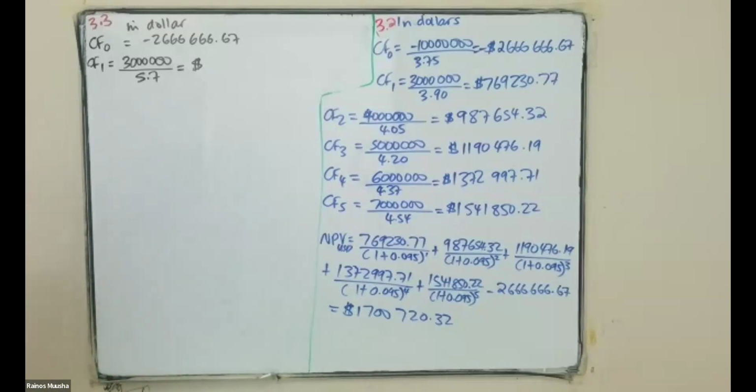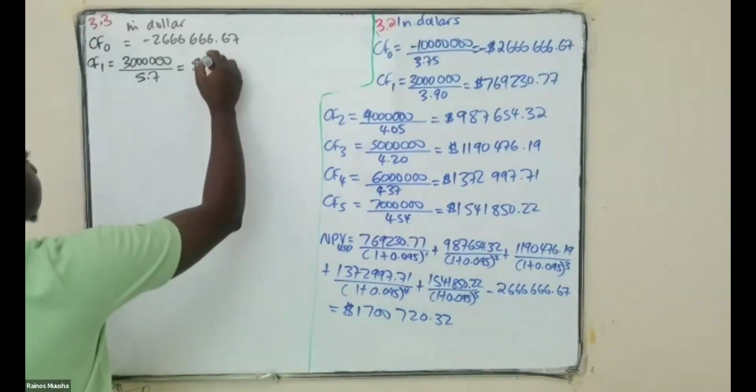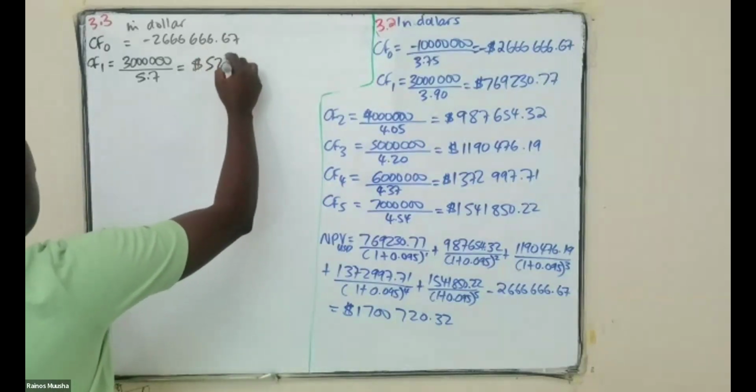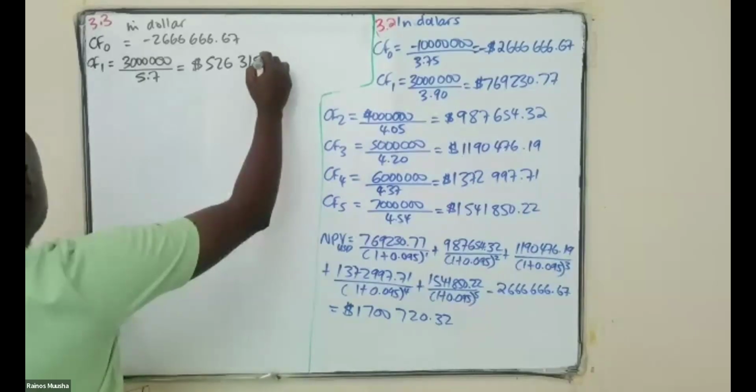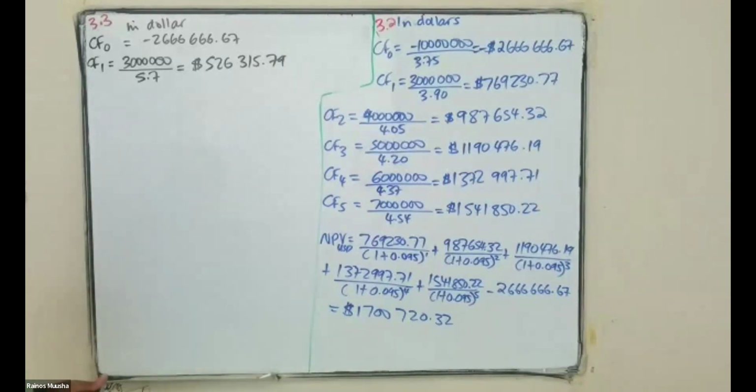How much do you get? For year 1, 526,315.79. So you do the same going all the way up to what?